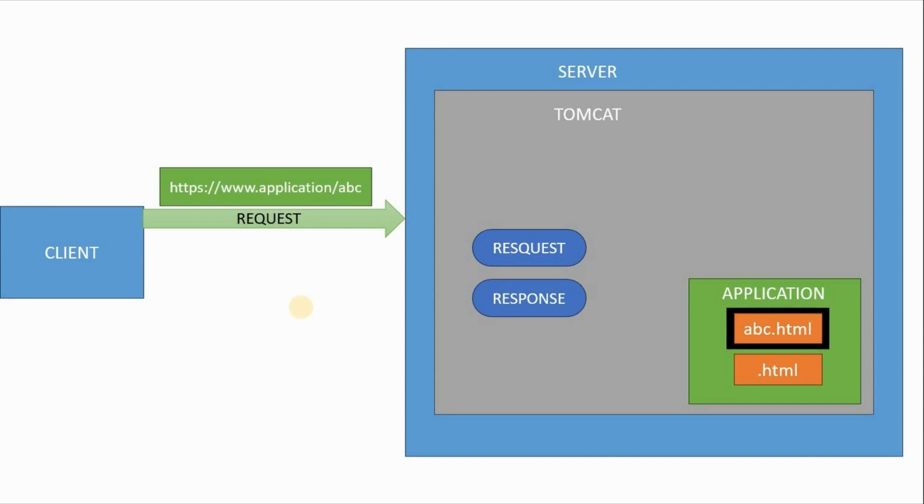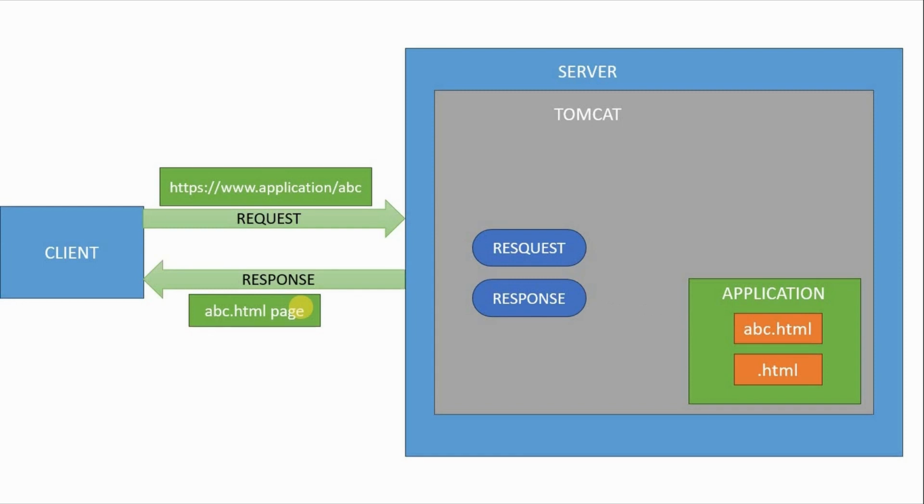And then the Tomcat locates the file that has been requested by the client. All the data that has been requested goes to the response object. After that, a response is sent back to the client with all the data that it has requested. In this case, the client had requested the abc.html file and got the response for the same.